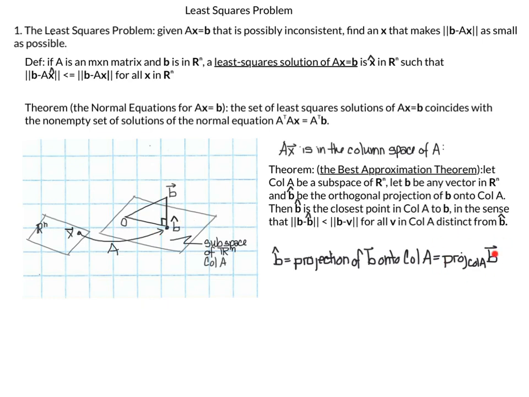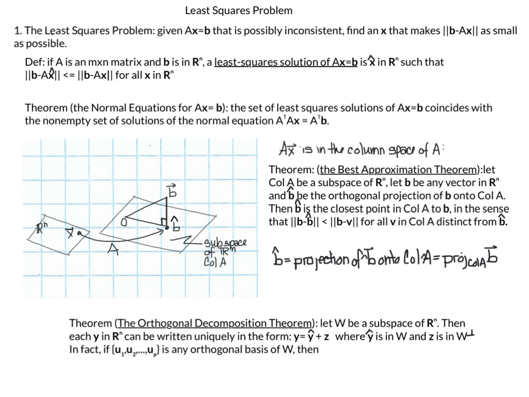Also, this is the projection of B onto the column space of A. I'm going to make one more notation on my graph based on the orthogonal decomposition theorem, also from our previous video. Again, we're in W's and Y's, but you'll have to put up with it for now.